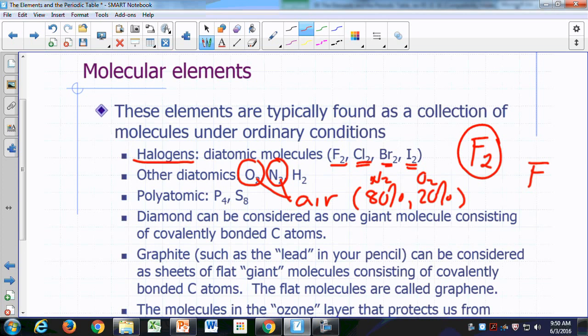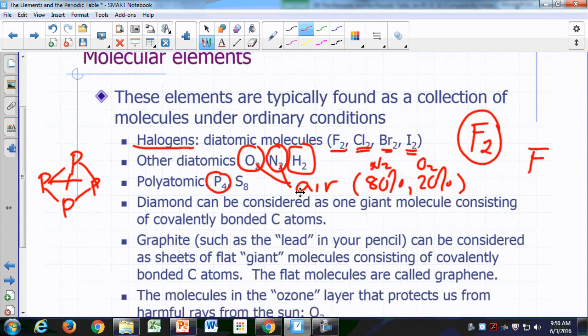Hydrogen is also diatomic under ordinary conditions. Phosphorus, you may find it as a collection of polyatomic molecules with a formula of P4. Imagine a pyramid. In your pyramid, you have phosphorus at each corner of the pyramid, four corners of the pyramid.